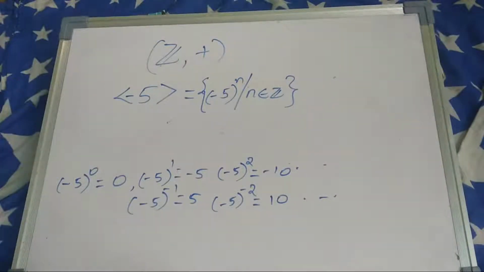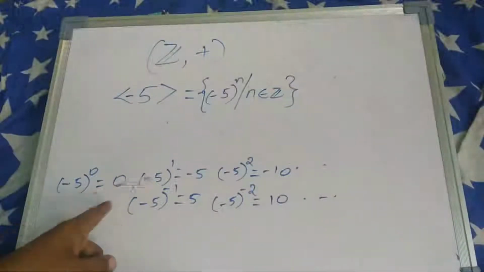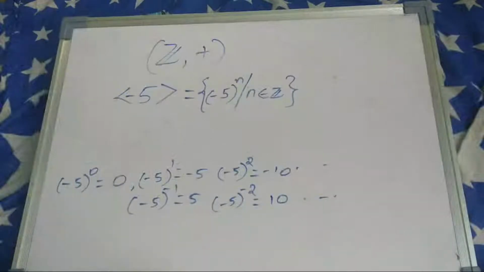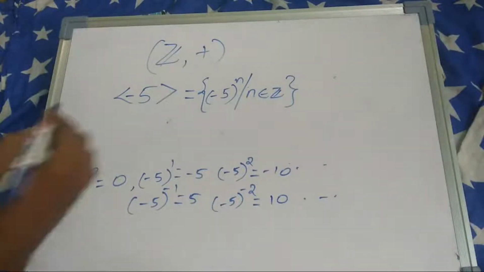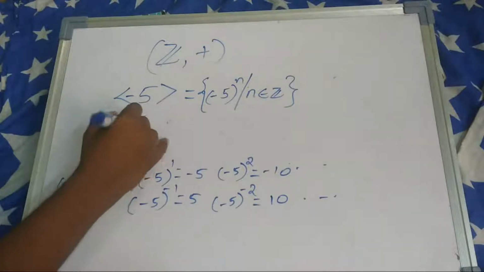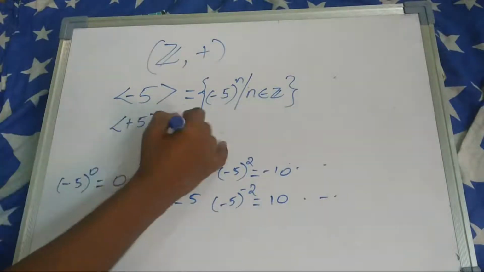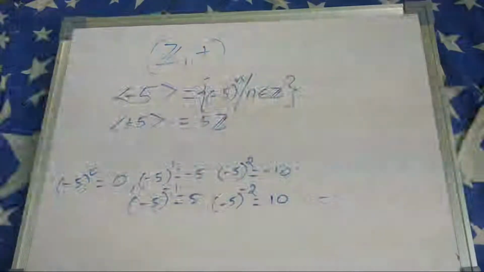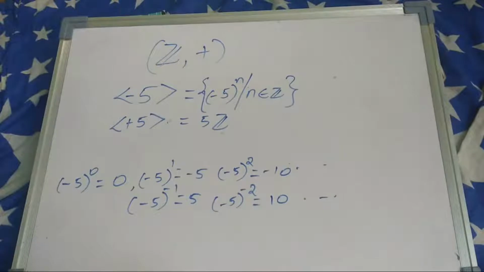Okay, fine. Now, if we check the subgroup generated by -5, it turns out to be -5, 0, 5, -5, 10, -10, which is going to be the same set as what we found to be the subgroup generated by +5. It is going to be the same 5Z. So we have tried to infer that the subgroup generated by 5 and the subgroup generated by -5 appear to be the same. Fine.